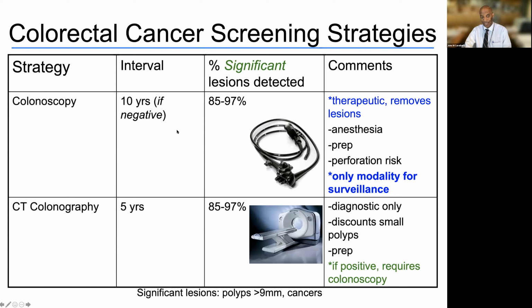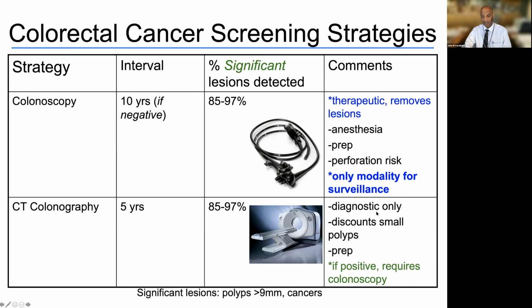Colonoscopy has been most common in the United States. The interval is about every 10 years. For finding significant lesions, tandem colonoscopy studies show it could be up to 97% effective. It is not only diagnostic, it's therapeutic, but it requires anesthesia and prep, and there's a perforation risk. And for those with high-risk conditions or who previously had cancer or polyps, it is the only modality for surveillance. If you have FAP, if you have Lynch, colonoscopy is the only modality you should be using.